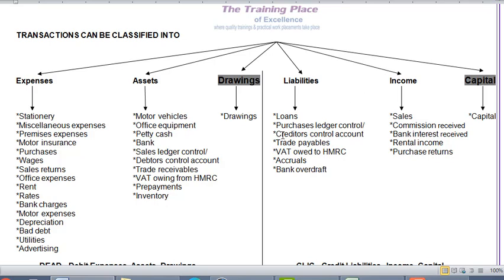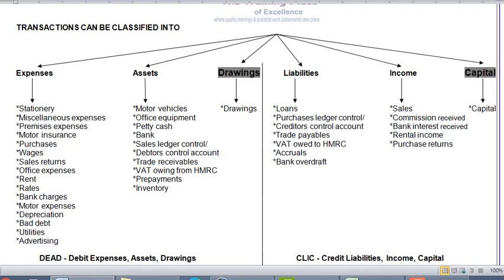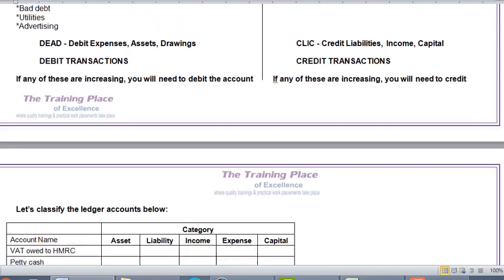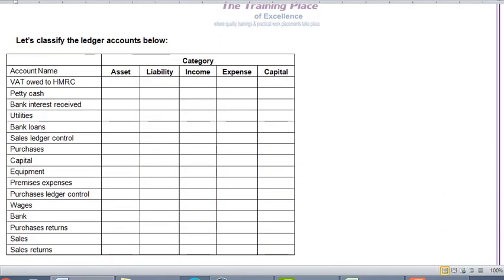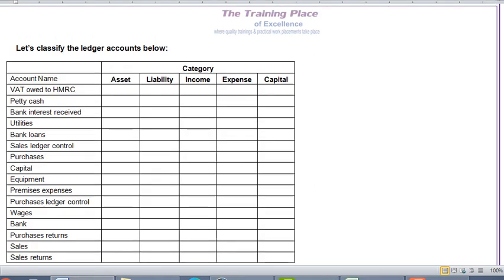Then onto the credit side, you start talking about your liabilities. You just want to know what are the different types of liabilities, and what are the different types of income or possible income that you could have. Then of course capital stands on its own. What we want to do is just very quickly and very briefly and simply look at an exercise and try to identify what I will classify this as.